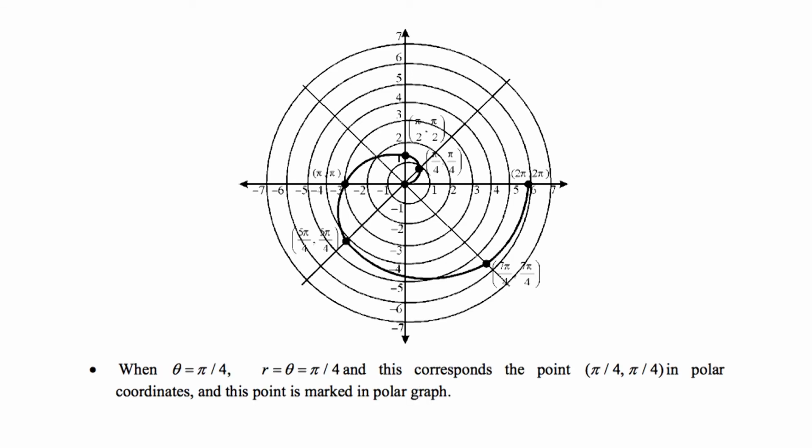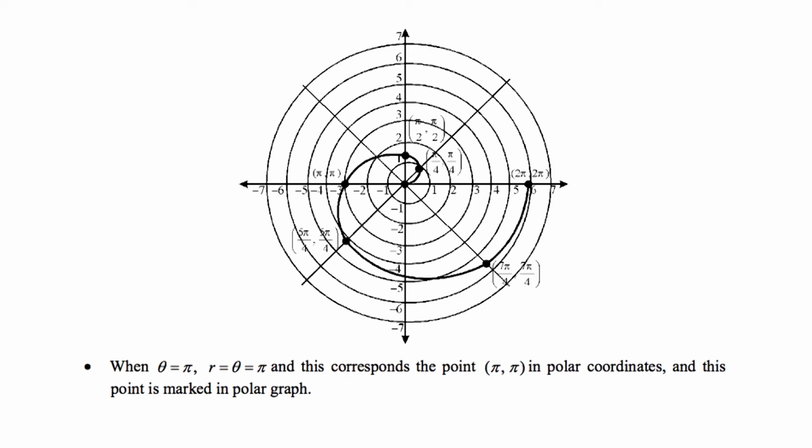When theta = pi by 4, r = theta = pi by 4 and this corresponds to the point (pi by 4, pi by 4) in polar coordinates, and this point is marked in the polar graph. When theta = pi by 2, r = pi by 2 and this corresponds to the point (pi by 2, pi by 2), which is also marked in the polar graph. When theta = pi, r = pi and this corresponds to the point (pi, pi), which is also marked in the polar graph.